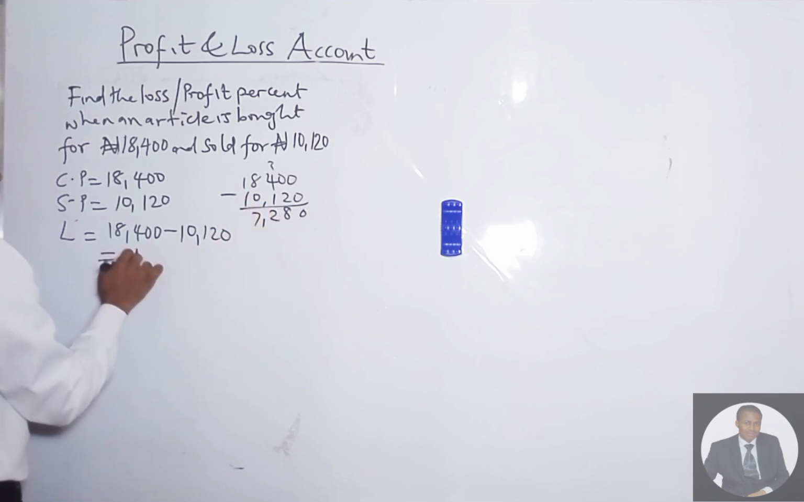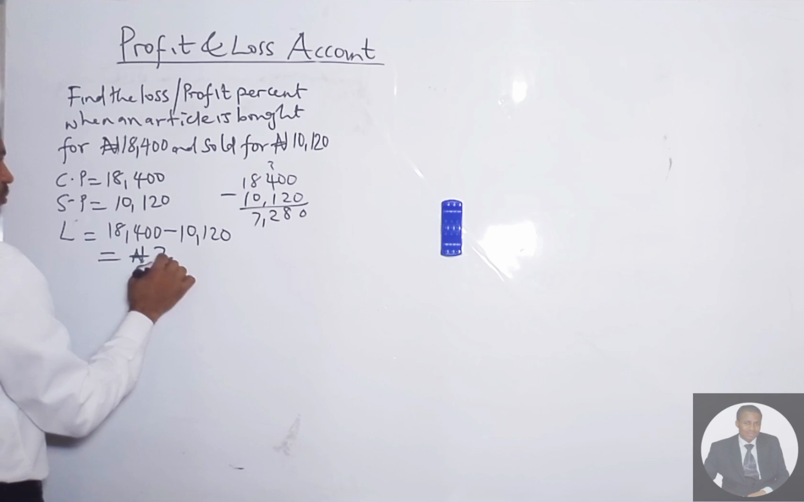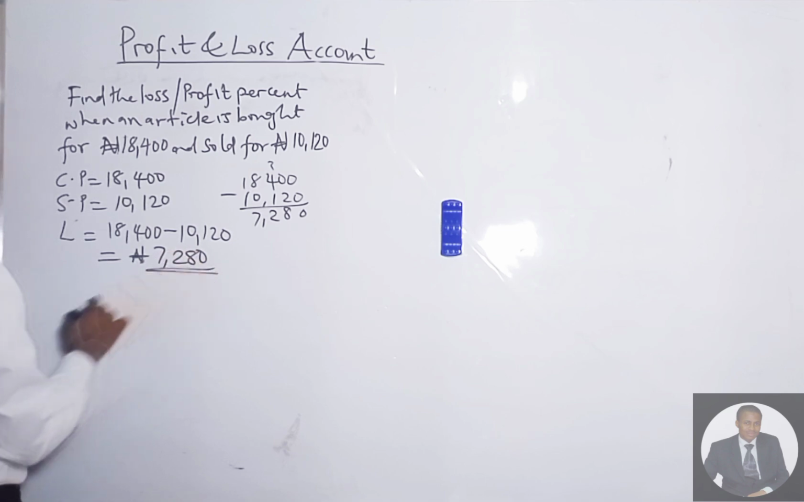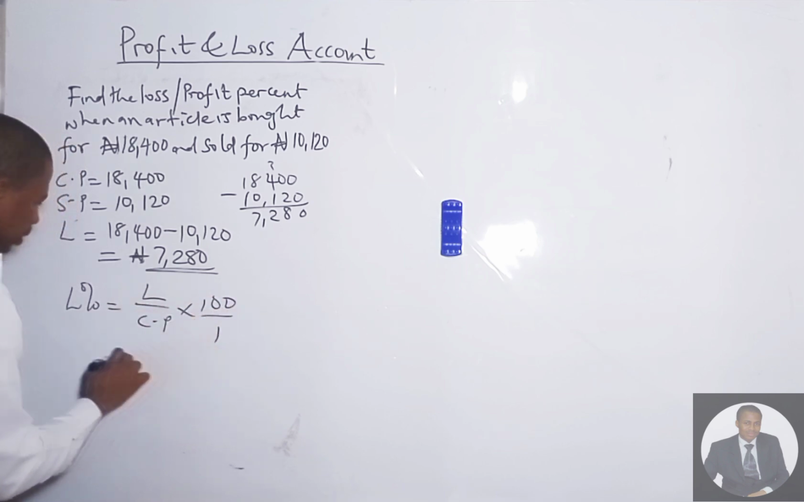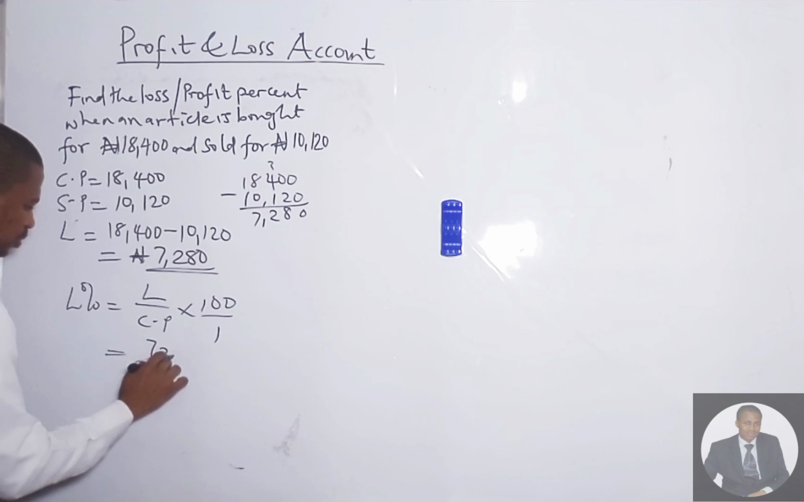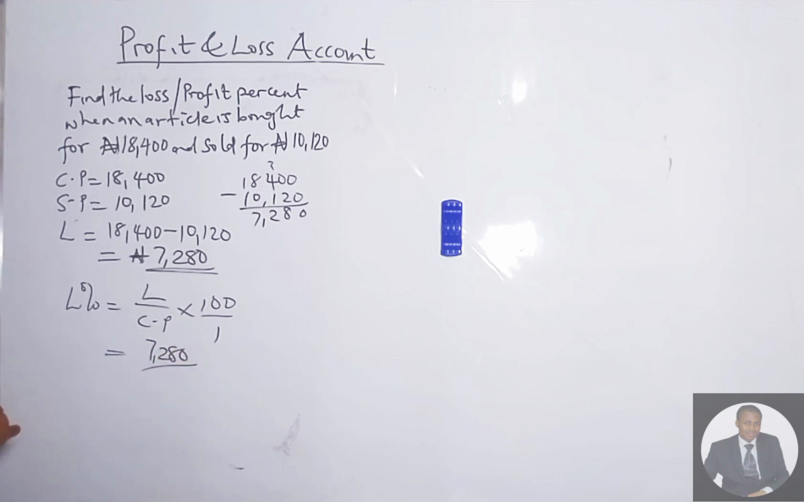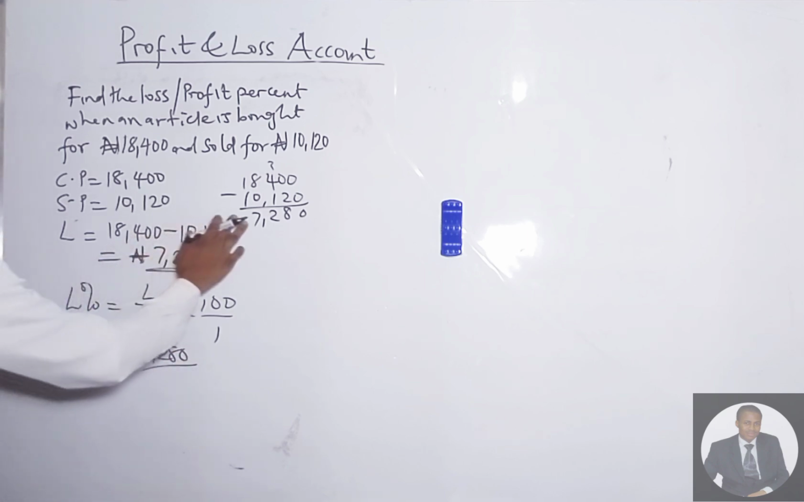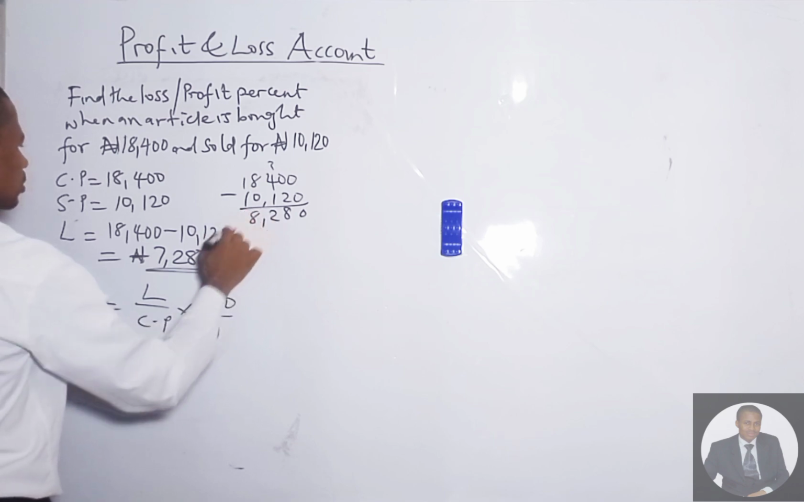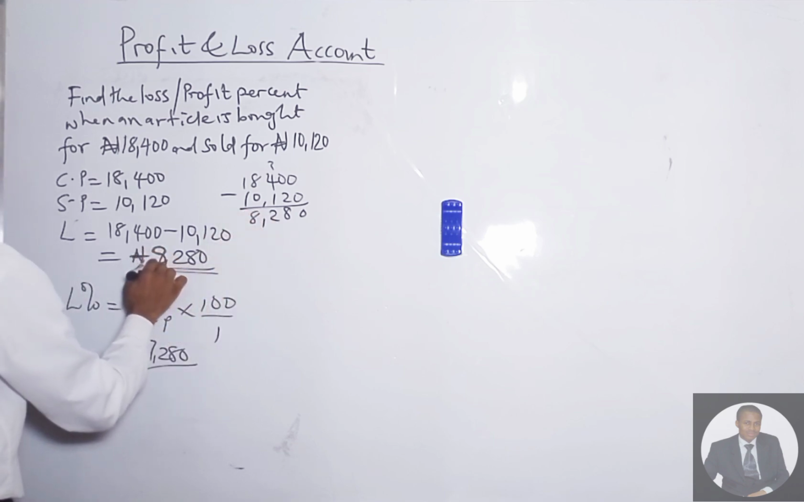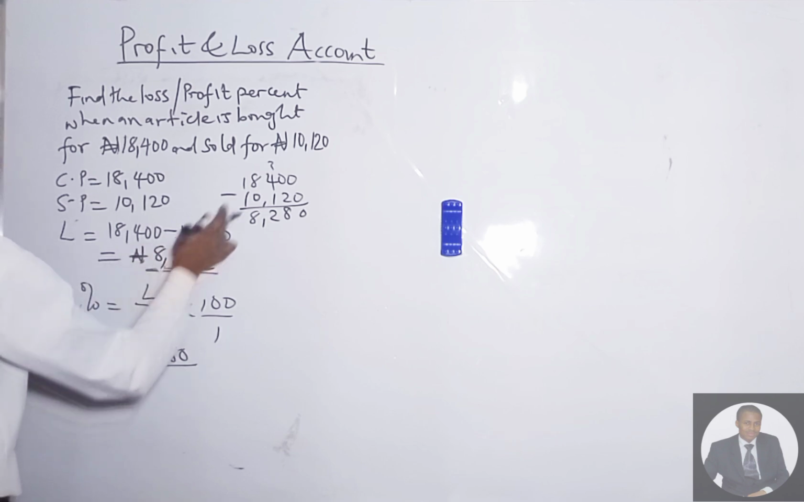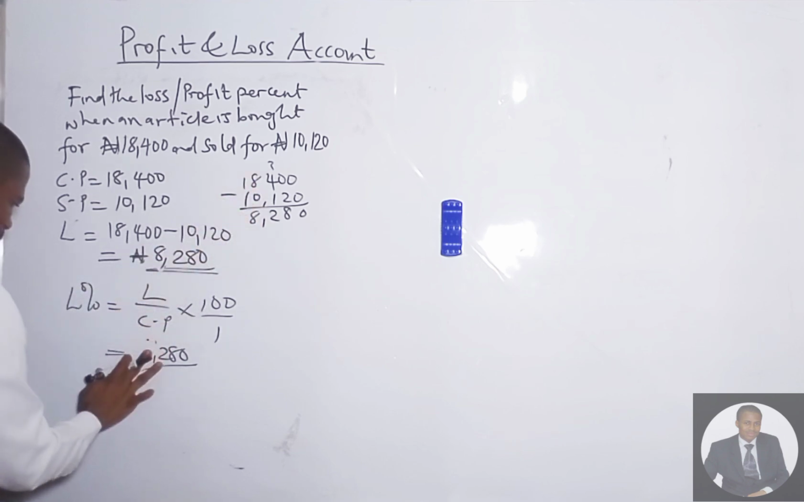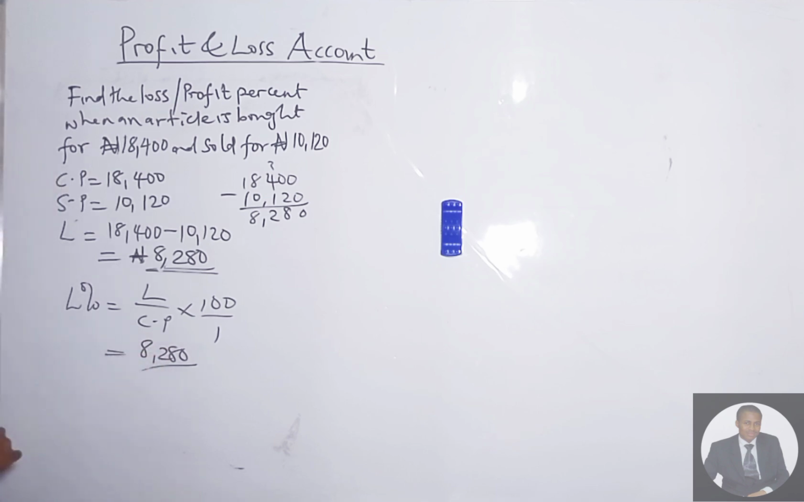So the loss he made was 8,280 naira. That's the loss. So the loss percent will be the loss over cost price times 100 over 1. So the loss is 8,280. Because 8 minus 0 is 8. So it made a loss of 8,280.